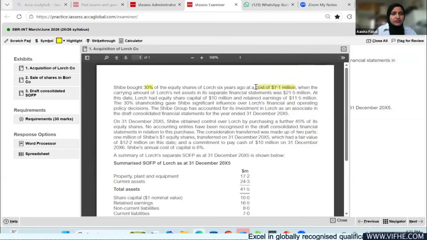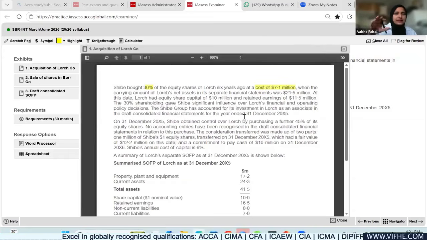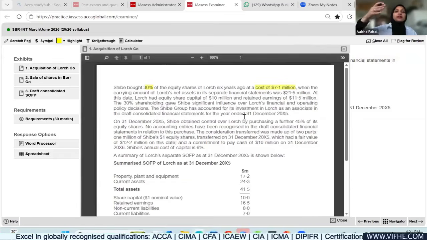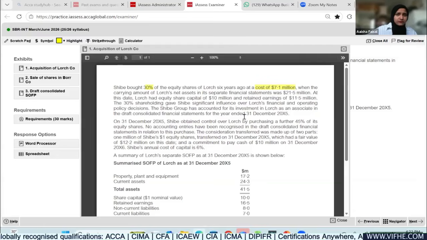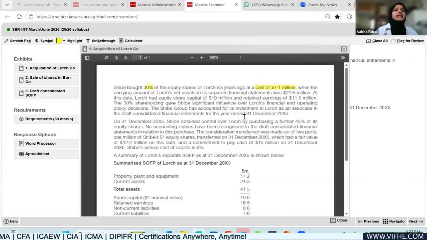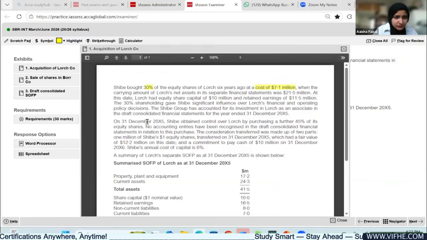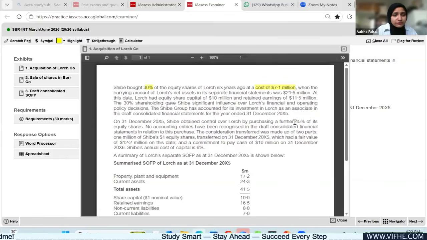Only if I knew that this is a step acquisition question, I would have already gotten done with the structure. You all recall the structure that we were doing yesterday, right? Your fair value of the shares acquired, add NCI, less goodwill, and also consider your carrying value of the existing investment or carrying value of the associate and remeasurement gain or loss. That same format I would get done with, but right now I don't know, so I will hold. Or you can quickly browse: Shibe bought 30%, look for if there is any further purchase. I can see Shibe obtained control over Lodge by purchasing a further 45%.